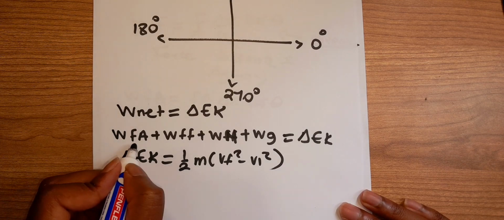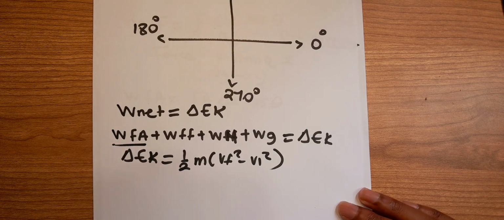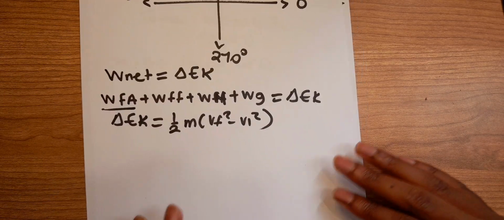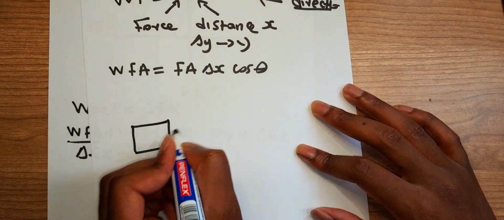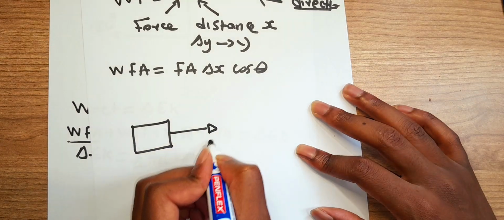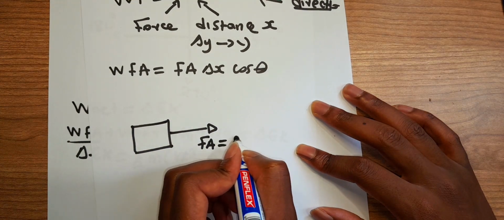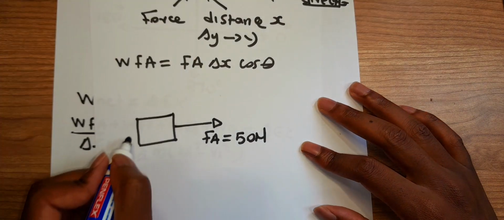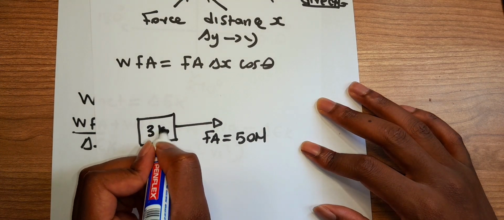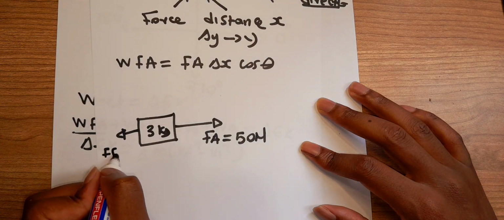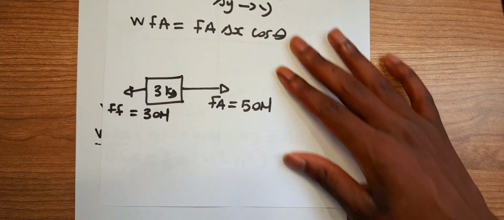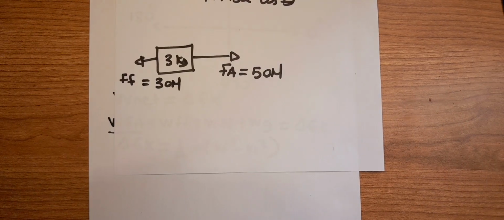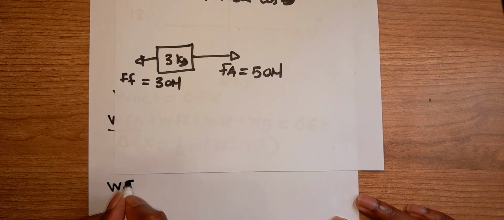Well, let's look at the work done by the force applied on this problem. Let's say we have this wonderful block, moving in this direction with a force applied equal to 50 newtons. This block is 3 kg, and we have a frictional force equal to 30 newtons. So let's try to find the work done by the force applied.